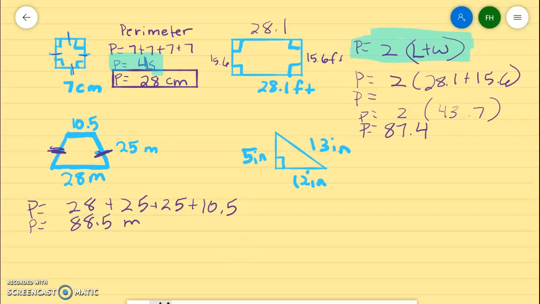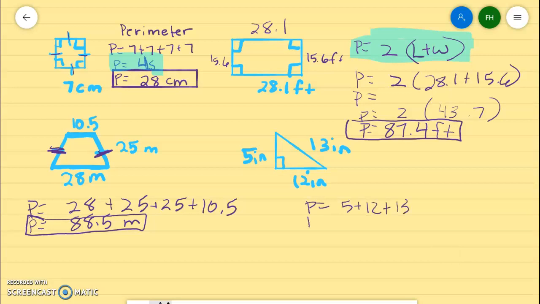And I'm not being a good example here, because when you're doing perimeter and area, do not leave off your units of measurement. But for perimeter, you're just measuring length, so it's not squared. It's just the unit of measurement you're using. For your triangle, add your three sides up. So 5 plus 12 plus 13. So our perimeter would be 30 inches. And that is how you find the perimeter.